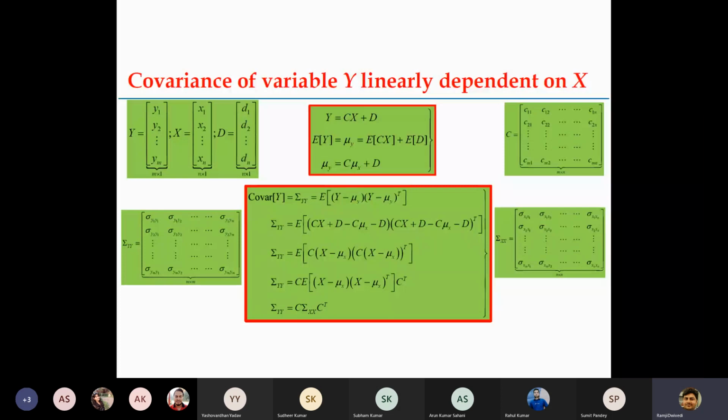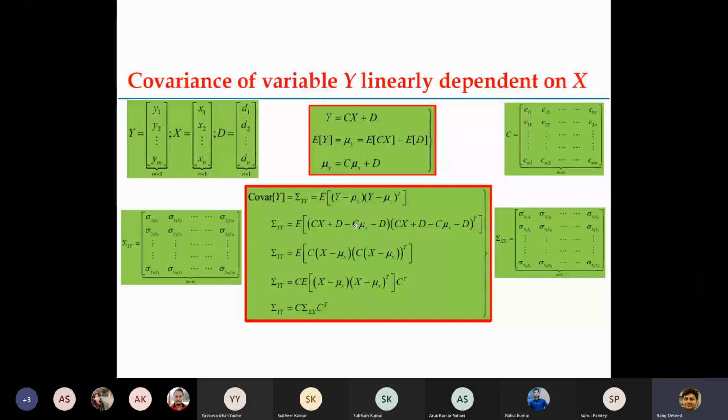Correspondingly, you have covariances, and we have to find out how sigma yy would look. How would you write sigma yy? It would be written as expectation, within brackets, of y minus mu y multiplied by y minus mu y transpose. Now we all know how this works. You just open up, and the first step is cx plus d minus c mu x minus d, because you know the mu x, you know the y. The moment you open it and take commons out, you get expectation of c(x minus mu x) times c(x minus mu x) transpose.